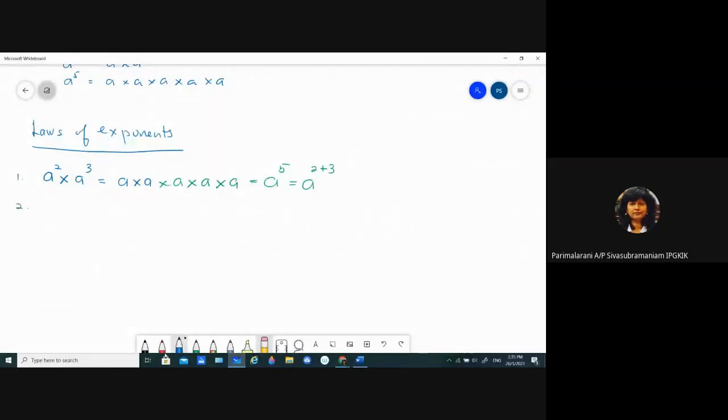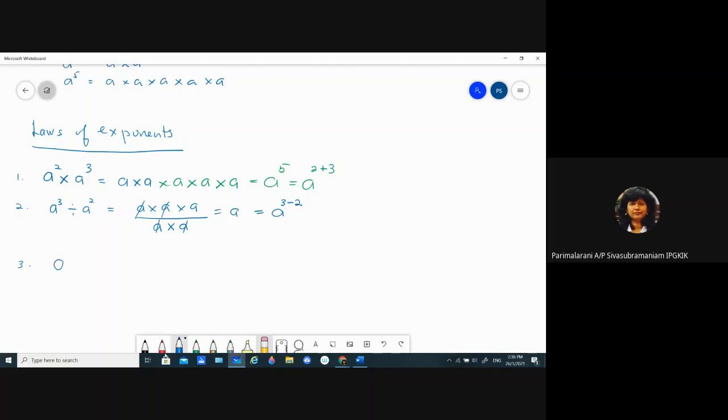Example 2. If we have a to the power of 3 divided by a to the power of 2, this actually means a multiplied by a multiplied by a, divided by a to the power of 2, which is a multiplied by a. If you solve this, we get a, which in other words also equals a to the power of 3 minus 2. That's example 2.